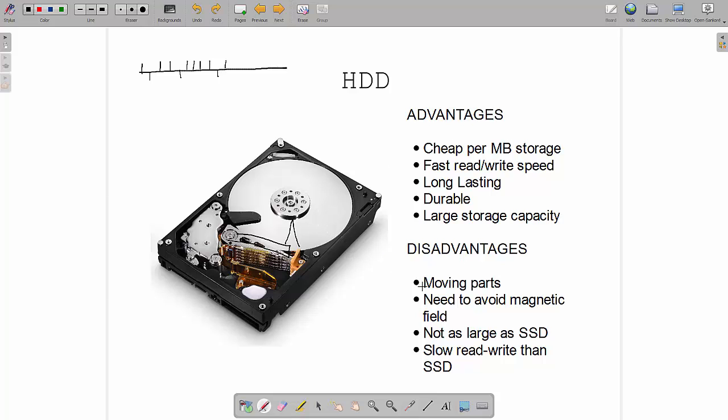The disadvantages are that they've got moving parts. So if you've ever got a device that you need to move around, one of the questions in the previous IGCSE exam was, it gave you a scenario that was a drone which was taking some sort of footage.